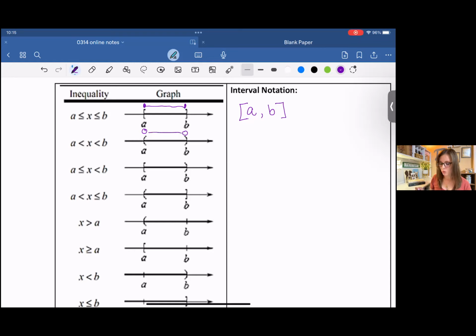But in college algebra, we use a parentheses. So parentheses means that those endpoints are not included in our solution set. So this would mean that all of our solutions are in between A and B, not including A and B. So if A and B were 2 and 5, then we could go up really close to 2 and 5, but not equal to 2 and 5. So 4.999 or 4.9 or 4.8 or 1.999, but not equal to 2.